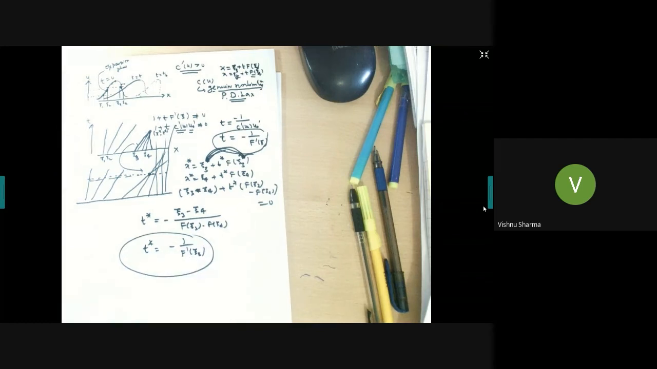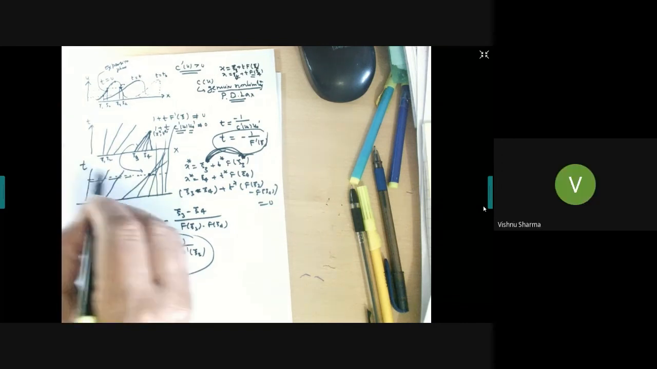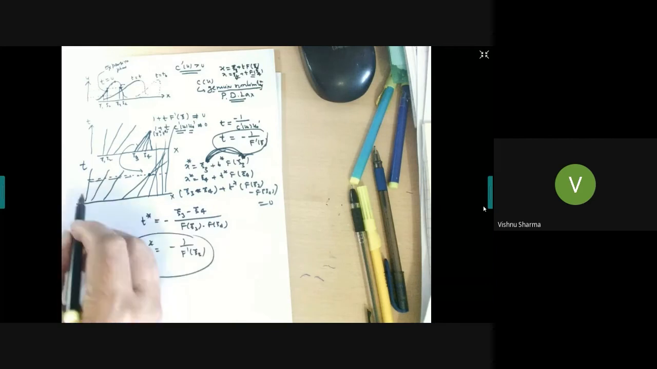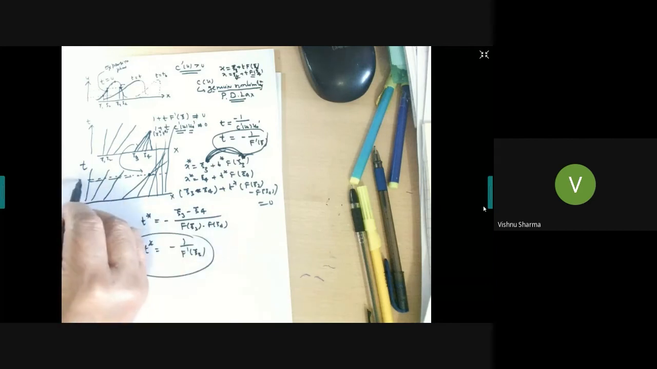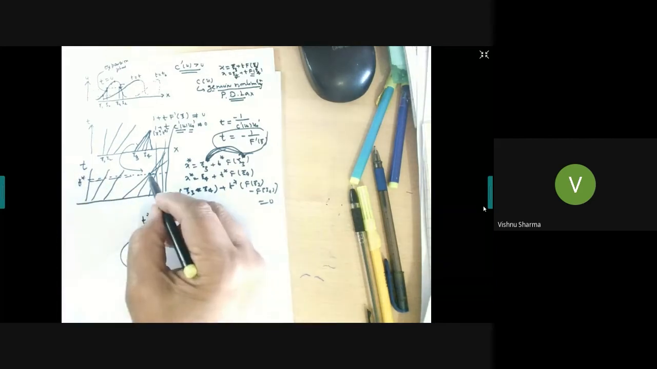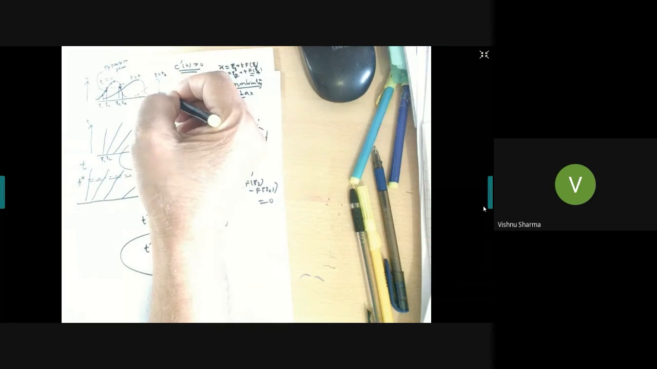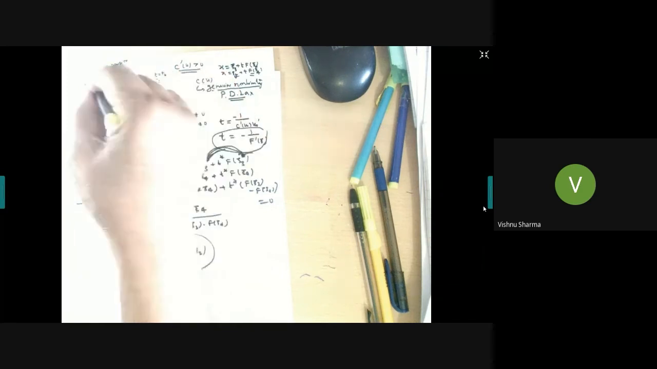This is your t-axis, this is your x-axis, and I find that at t star, the first time, or I call it TB, it develops a vertical slope. This is the first time when it develops a vertical slope. This is in the ux plane.